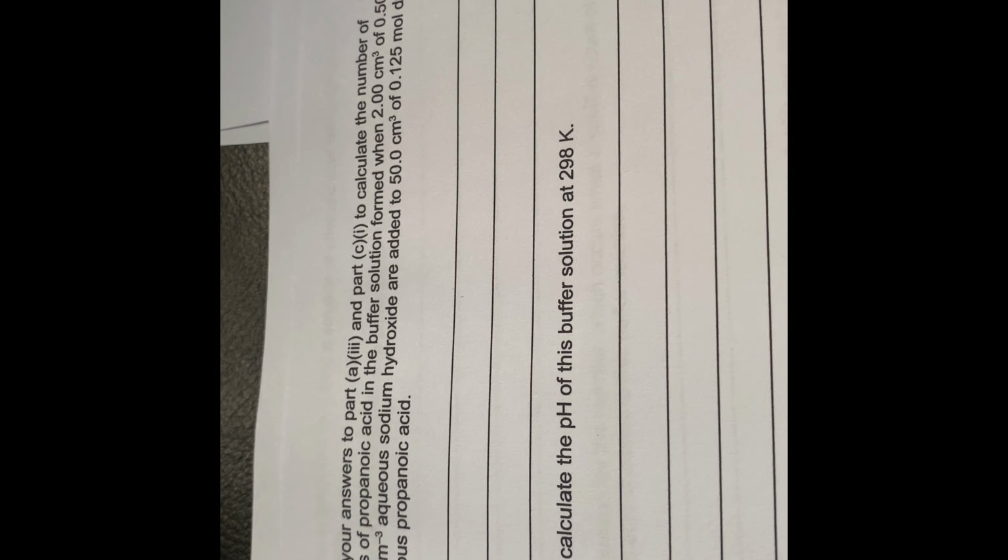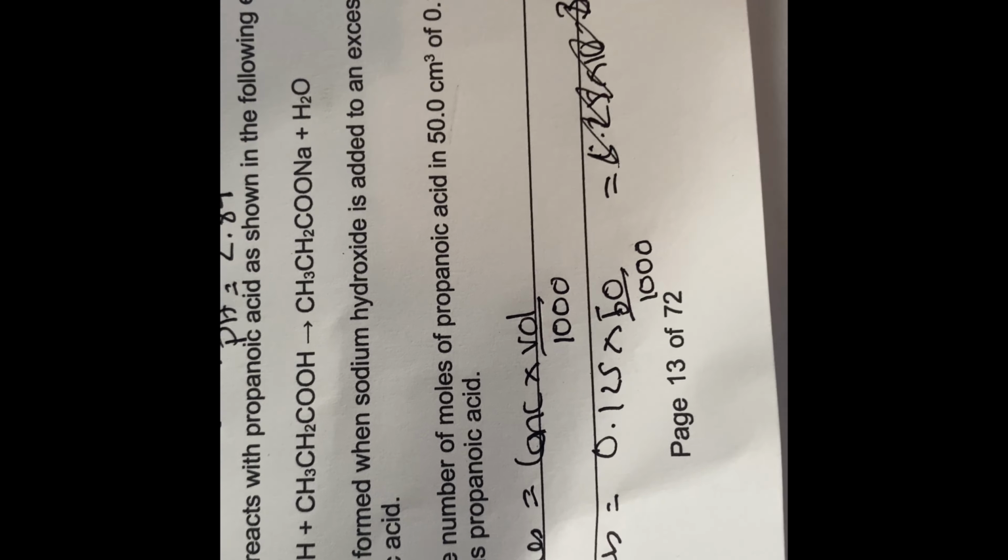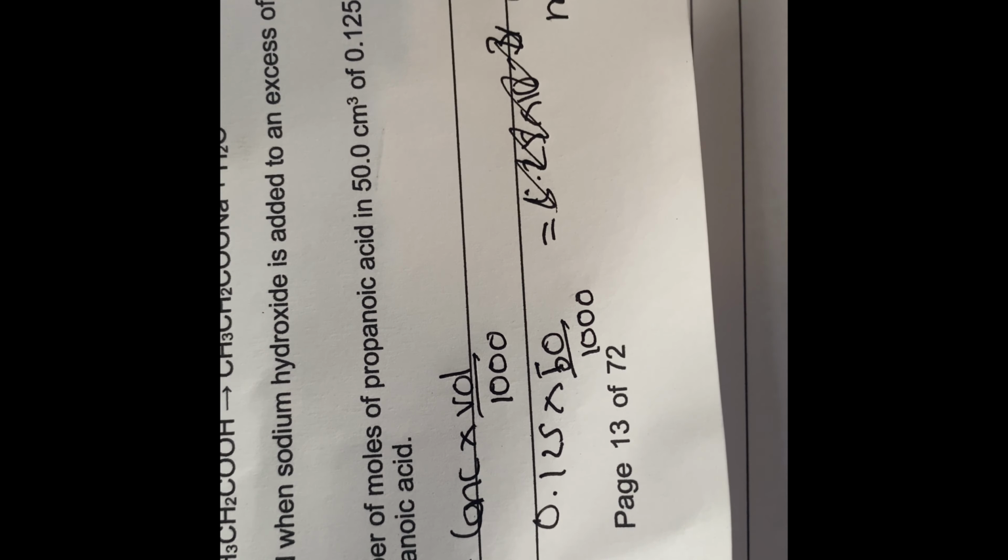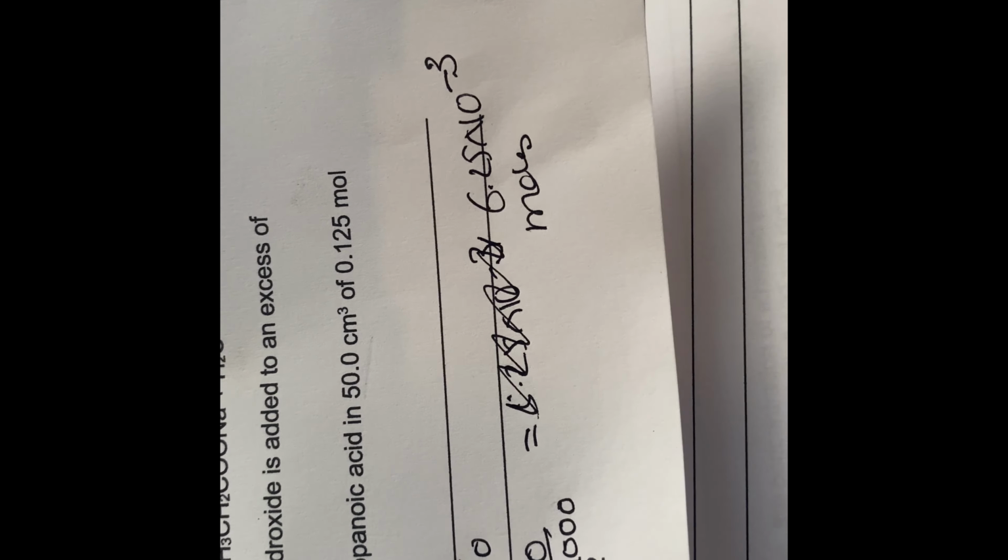The next question is to use the answers of part A3 and part C1 to calculate the number of moles of propanoic acid in a buffer solution formed when 2 cm cubed of 0.5 mol per dm cubed aqueous sodium hydroxide is added to 50 cm cubed of 0.125 mol per dm cubed propanoic acid. We already did this calculation before. We calculated the moles of propanoic acid and it gave 6.25 times 10 minus 3.